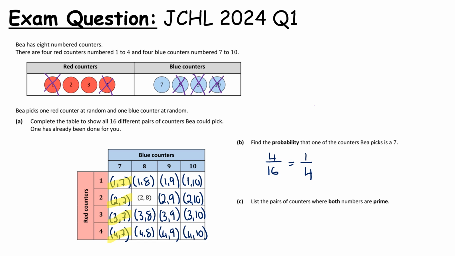So what we're looking for here are any of our outcomes that contain a 2, a 3, or a 7. So I'm just going to change up my color. So we're looking for anywhere where there's a 2. So it's this whole line here, a 3, or a 7. So that we can easily count up. Sorry, it says list the pair. So we want to list where both of them are prime. So you would list everything there that we've highlighted in blue.